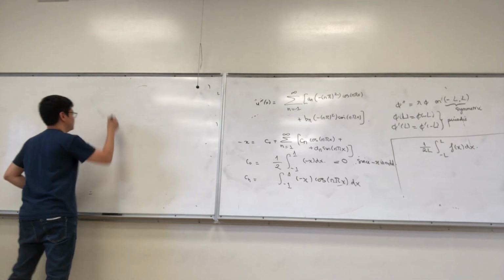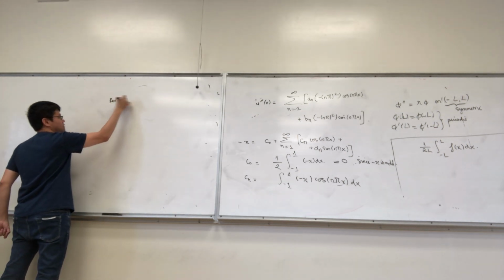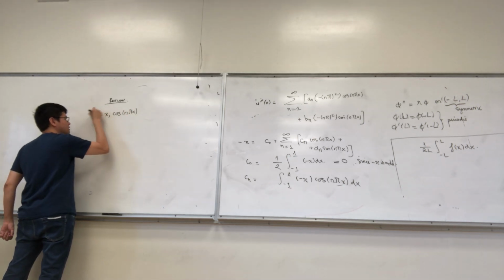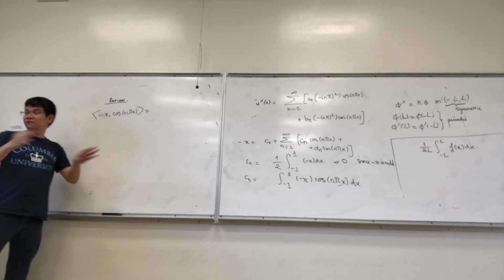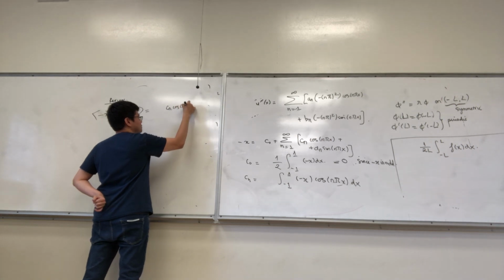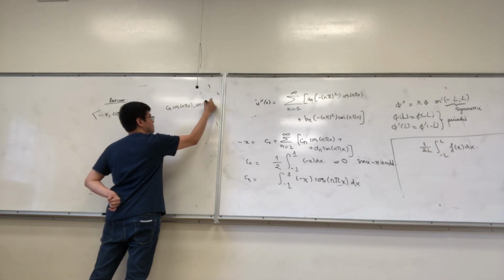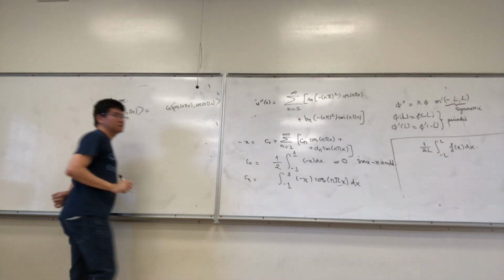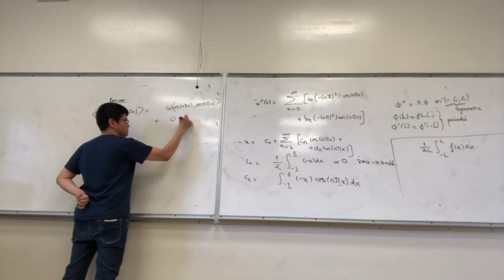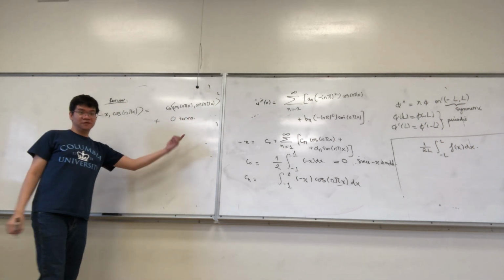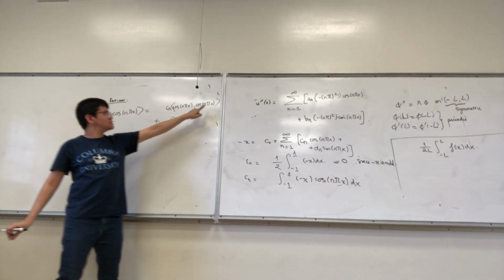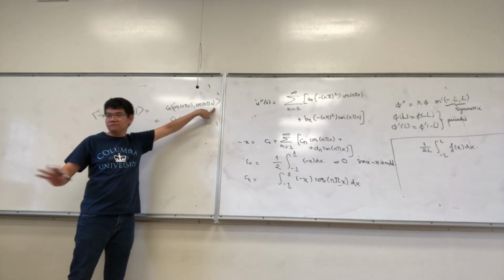So, review. We obtain Cn in the following way. You multiply minus x with cosine of n pi x, right? Everything else drops out except the Cn cosine n pi x term, plus 0 terms. Because of orthogonality, when you multiply minus x with cosine n pi x, the only thing that is left is this term. The others disappear.